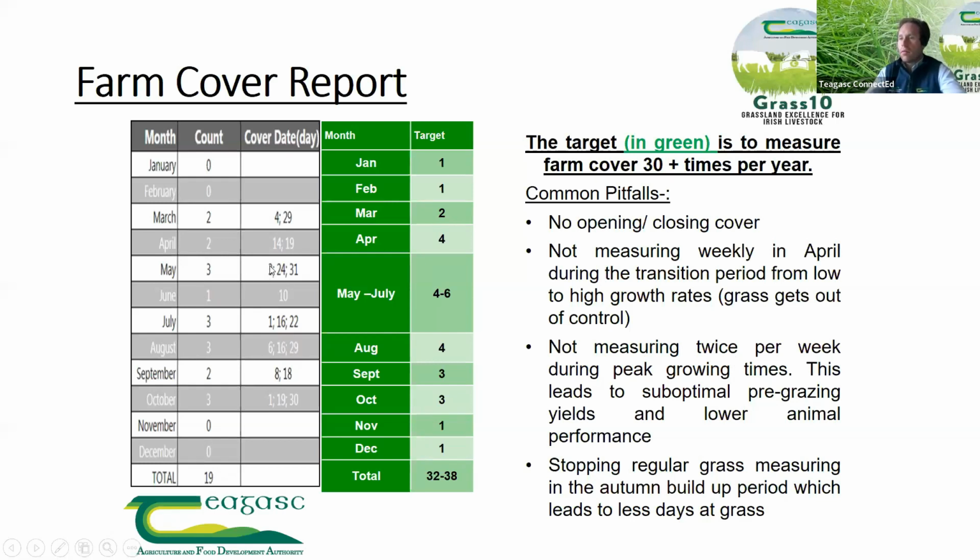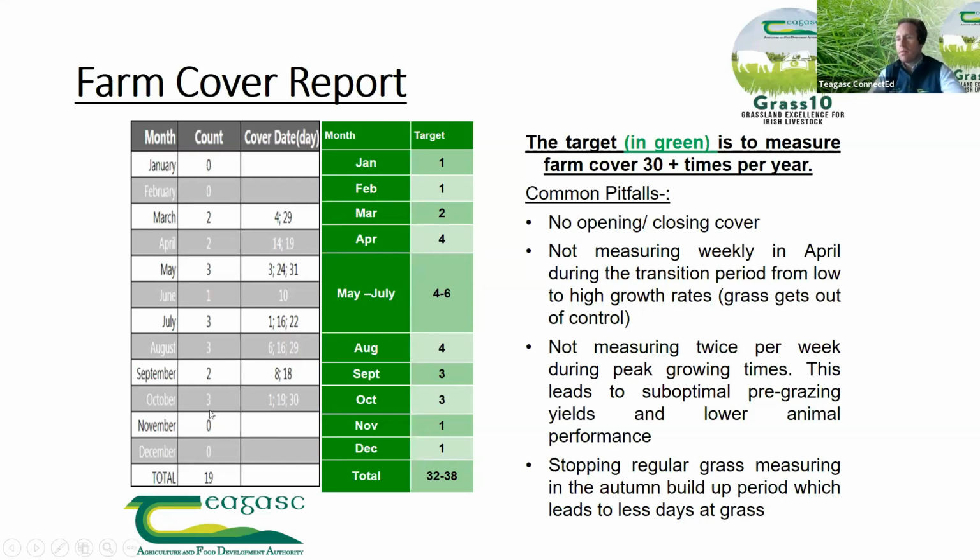Then in general, for that busy time of, I suppose, May anyways and June, in terms of peak growth rates, we need to be probably measuring 6 times a month. So we need to be nearly getting out twice a week, or definitely 3 times in every 2 weeks, because covers are changing so fast on the farm. We can have a cover of maybe 800-900, and once it gets a bit of bulk in it, it's absolutely shooting through the roof, and it's at 14 or 1500 before we blink. And that leads to suboptimal pre-grazing yields and lower animal performance.